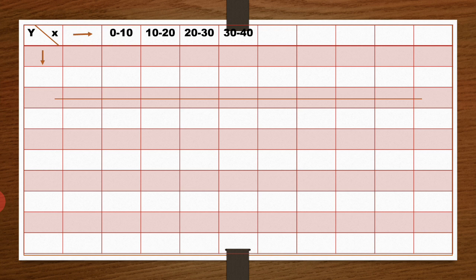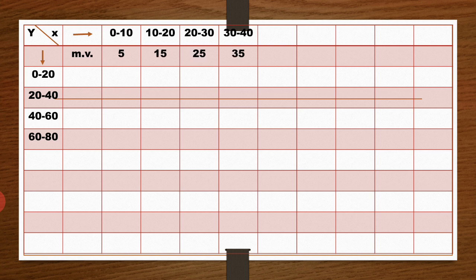In the given x, the classes are 0 to 10, 10 to 20, 20 to 30 and 30 to 40. Similarly, you write the classes in the column of y: 0 to 20, 20 to 40, 40 to 60 and 60 to 80. First of all you write the classes of x and the classes of y. After that you write the mid value, mv. MV means mid value.